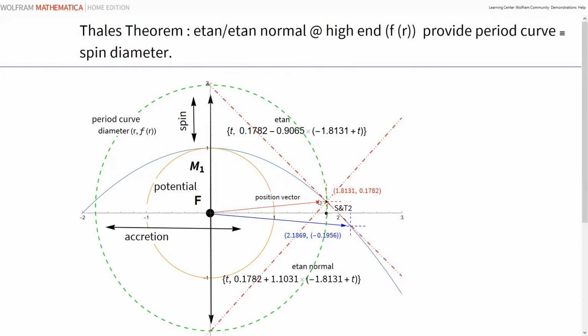What we're going to do is take a position vector event, construct the energy tangent at that event, which will be a negative slope energy tangent, and then we'll construct the tangent normal, a positive slope tangent, and we'll project the tangents into central force field space, cutting the spin axis in such a way as to provide the period curve as the diameter of r, f of r, which happens to be the position vector radius. This point is Sir Isaac Newton's event radius.